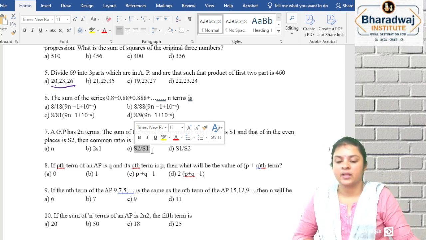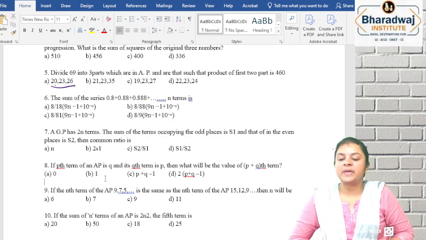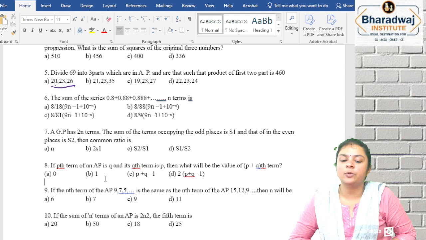Okay. Next. If the pth term of an AP is Q and the qth term is P, what will be the value of the (p plus q)th term?